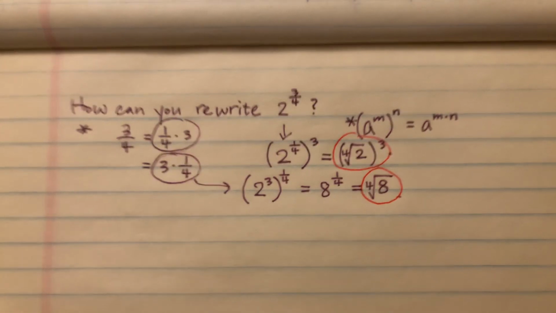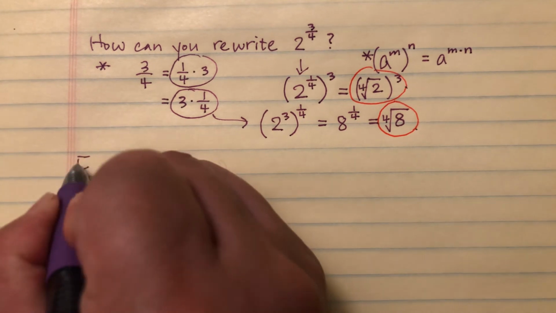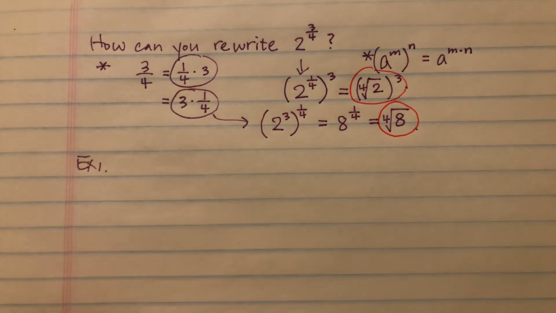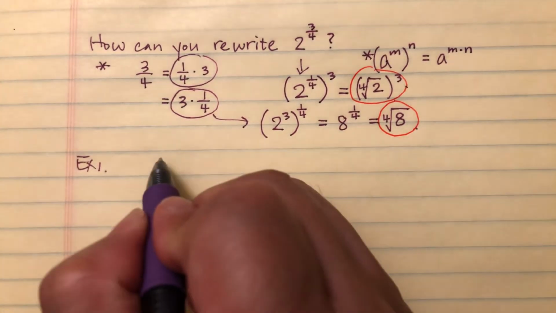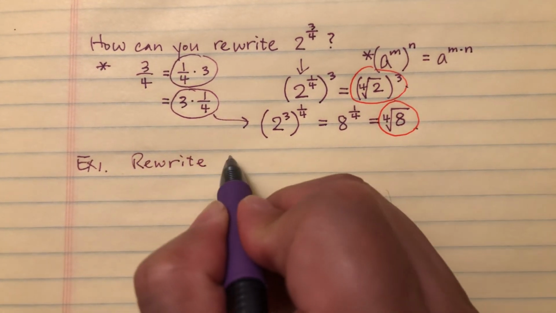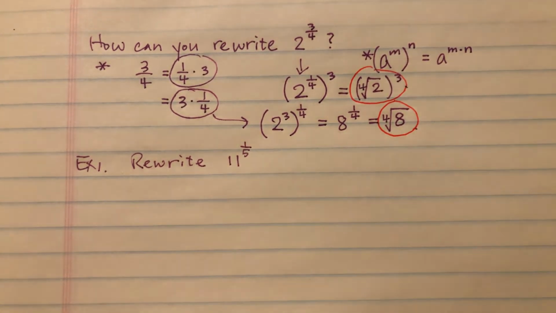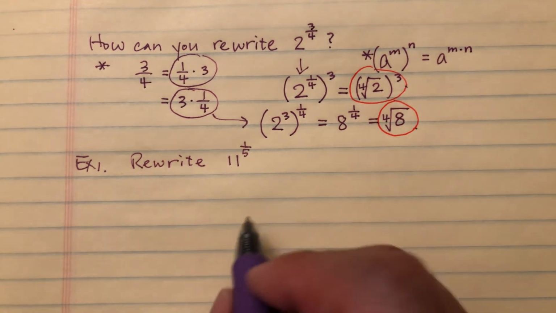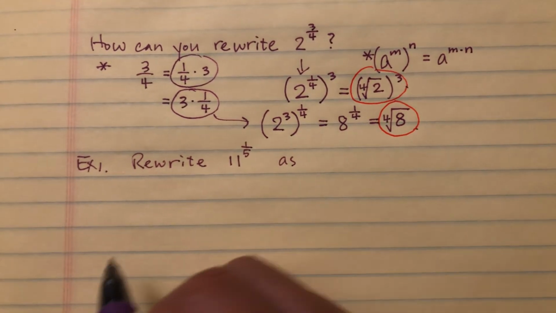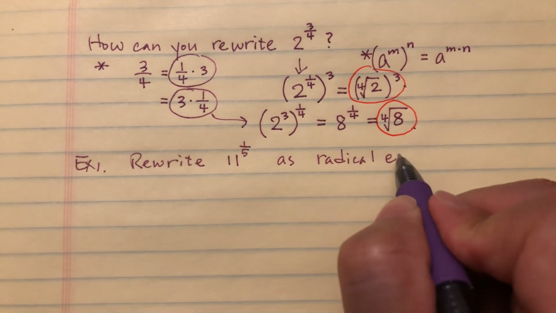So let's do some examples now, right? Let's have some example questions. So let's see. Example 1. How do you rewrite 11 to the 1/5 power as a radical expression?